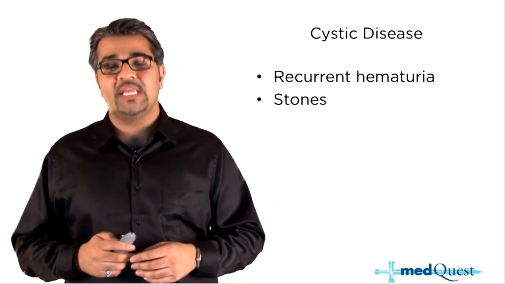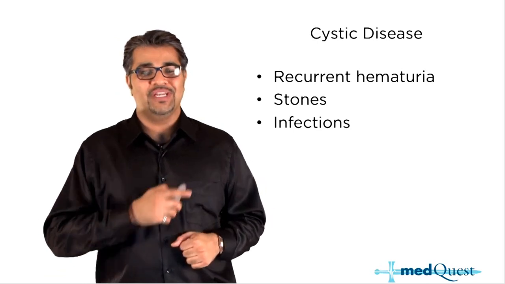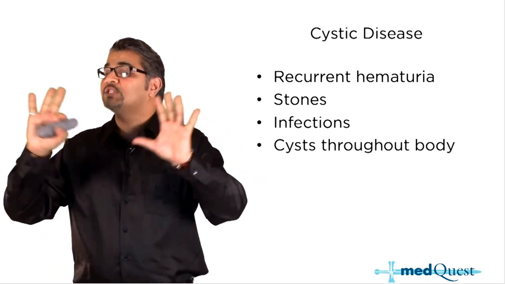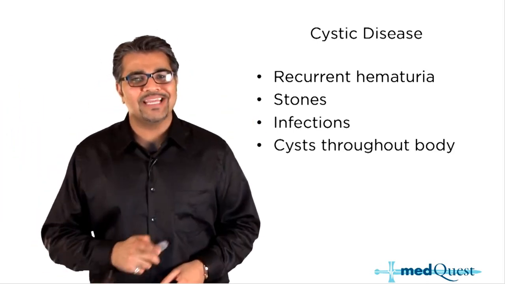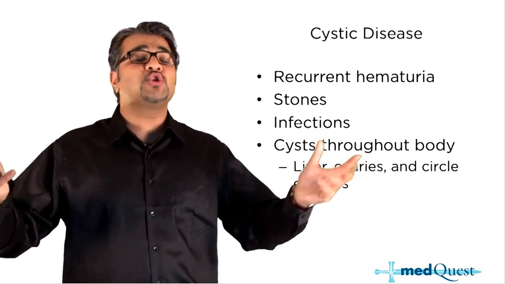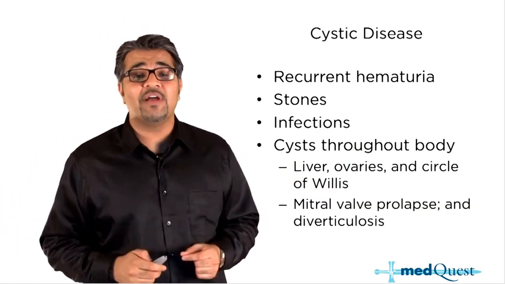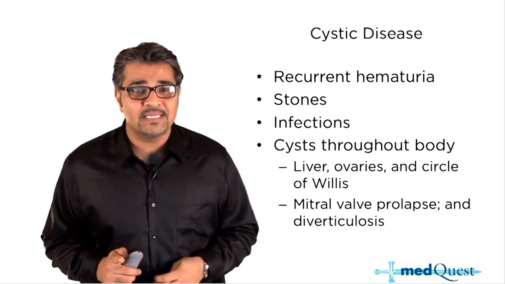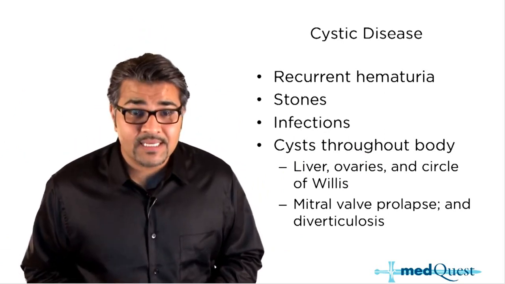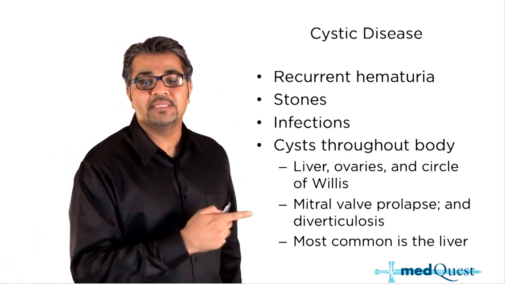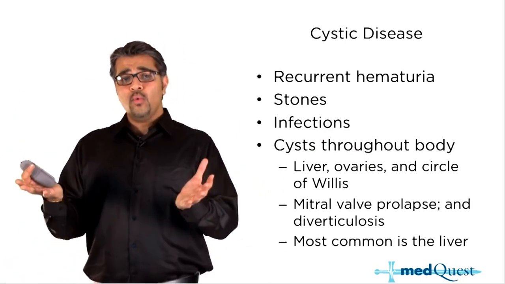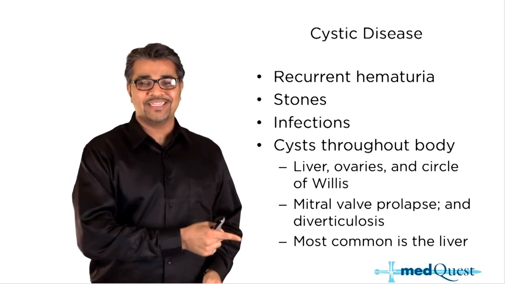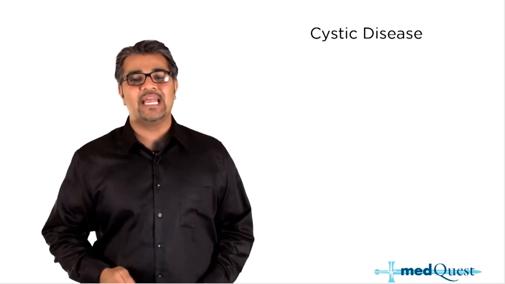Patients with cystic disease, such as polycystic kidney disease, are going to present with recurrent hematuria, stone formation, recurrent infections, and cysts throughout the body. When I say throughout the body, liver, ovaries, even the circle of Willis. They're associated with mitral valve prolapse and diverticulosis. And the most common place for cysts in polycystic kidney disease, well, it's not in the kidneys. Believe it or not, the most common place of cysts is the liver. Remember this point right here because that's going to get you a point on the exam.